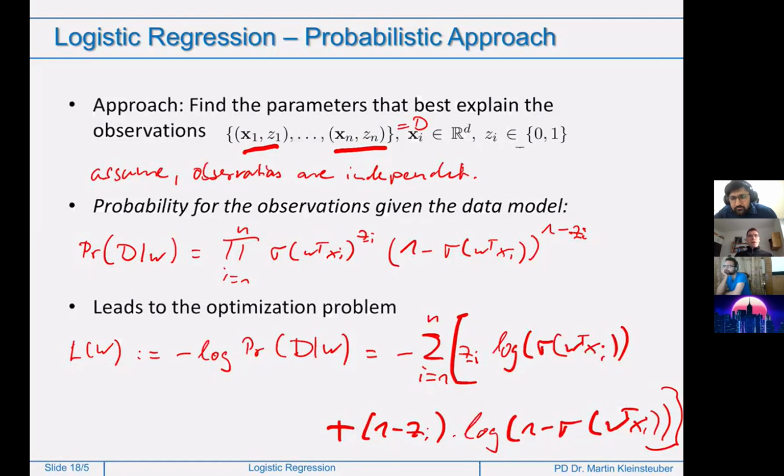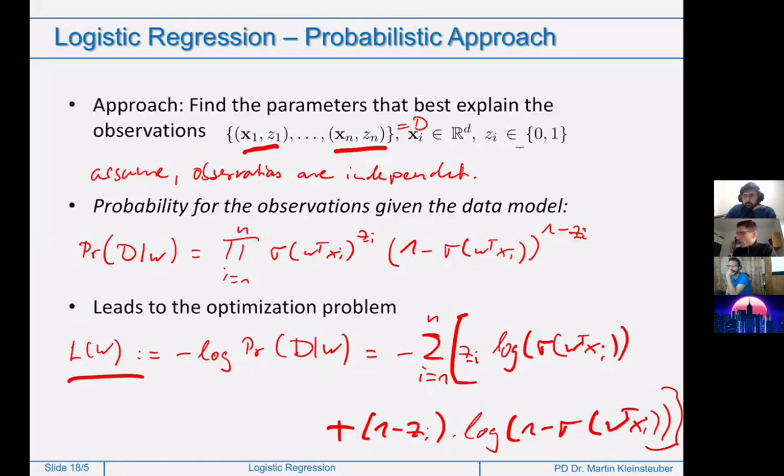Are there any questions so far? No. Okay, so let's summarize. We have this model of the Bernoulli distribution of our output variable Z, and we say that this parameter, which is only one parameter in the distribution, depends on the linear combination of the input variables. With this model, our approach is to estimate the maximum likelihood that explains best our observations, and this leads us to this optimization problem here.